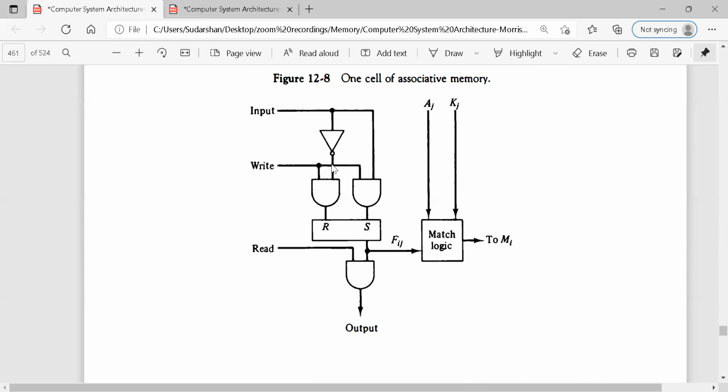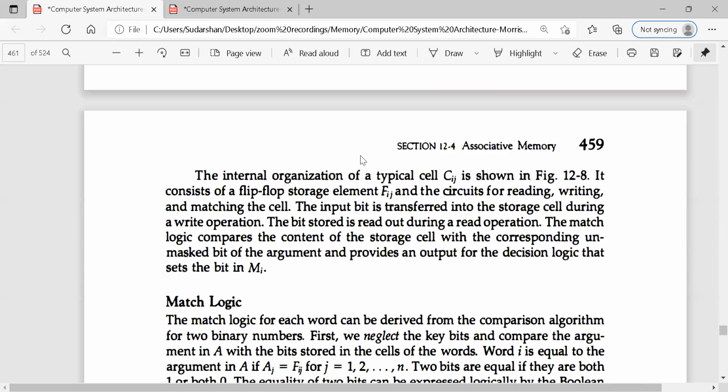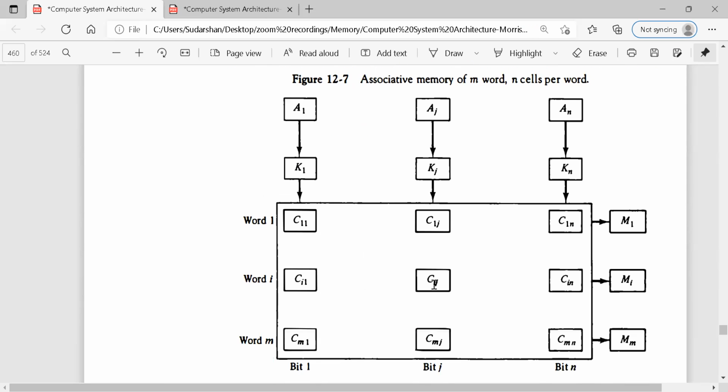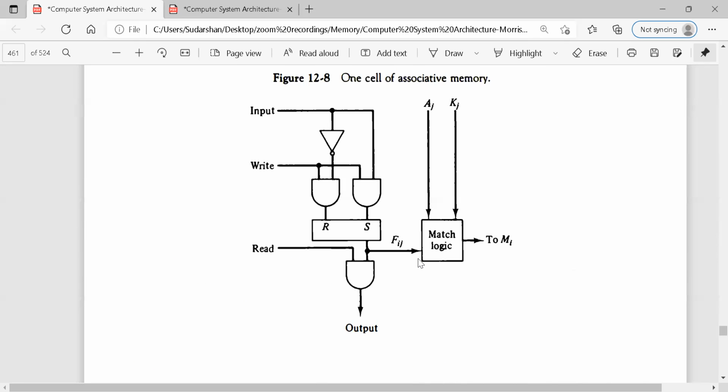You can think of using your associative memory for one cell. What is one cell here? For example, one cell means C11 or CIJ. CIJ is the ith row, jth column. This is one cell. You see the logic here. Of course, you have studied. Let me not spend so much time in explaining the hardware part of it.